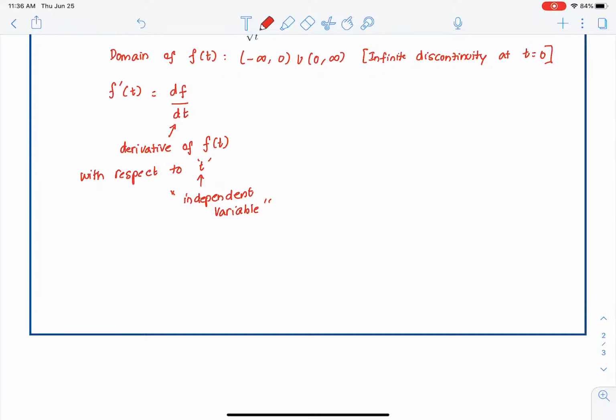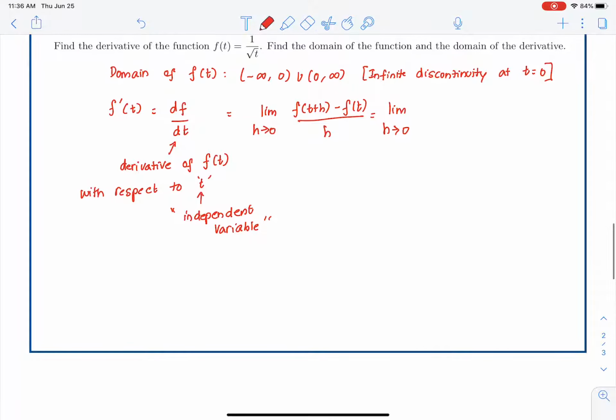So how do we find this? We're going to make use of the difference quotient, f of t plus h minus f of t divided by h. So limit h approaches 0, f of t plus h is simply 1 over square root of t plus h minus 1 over square root of t divided by h.